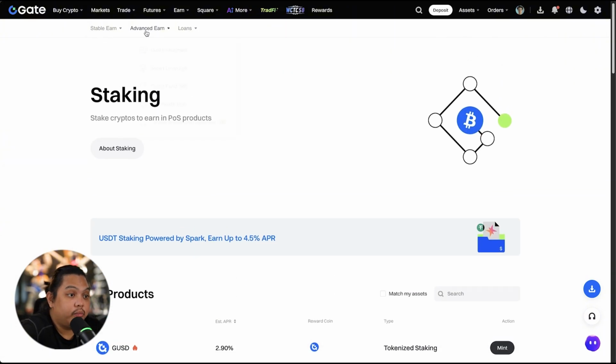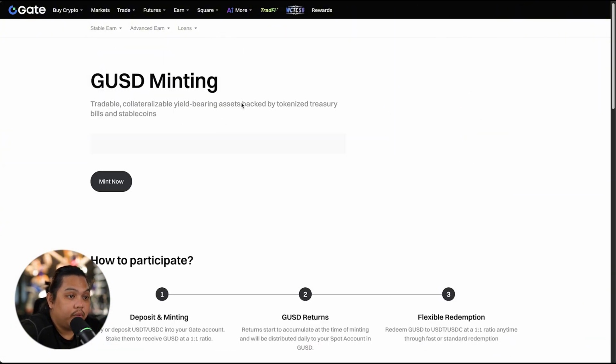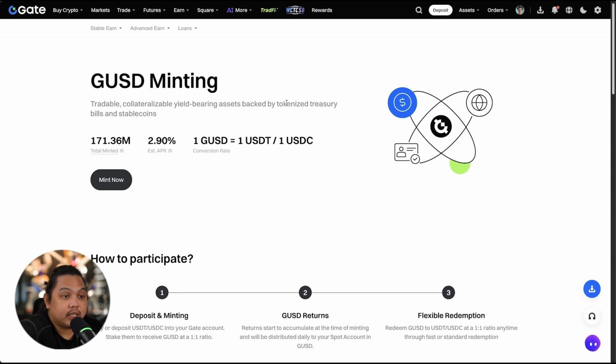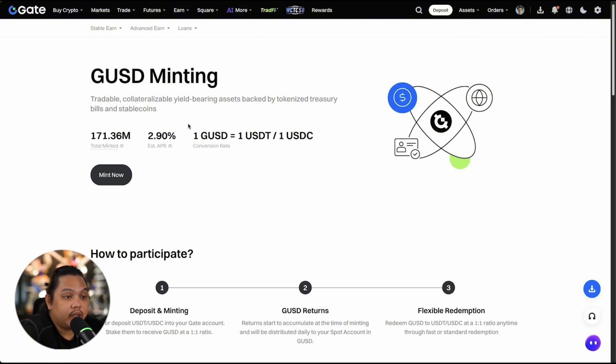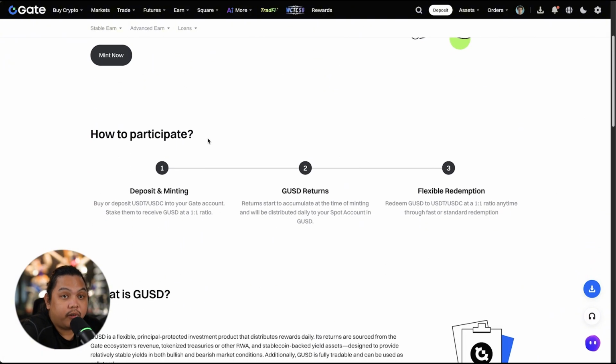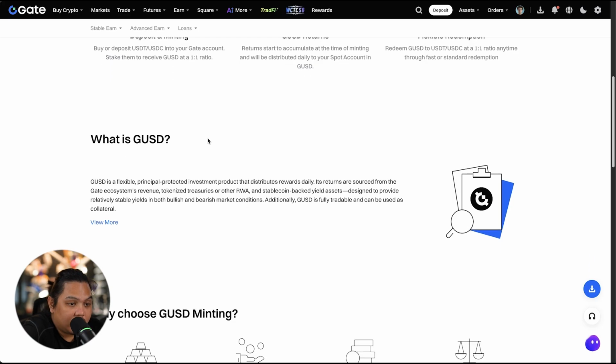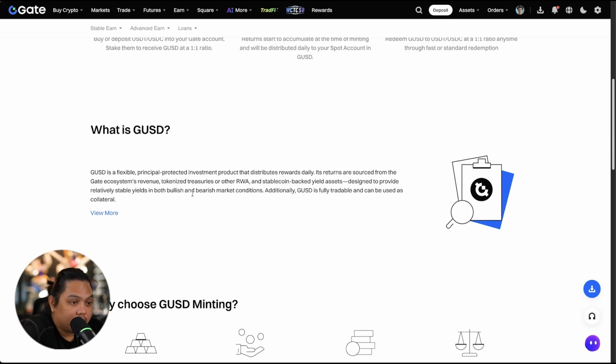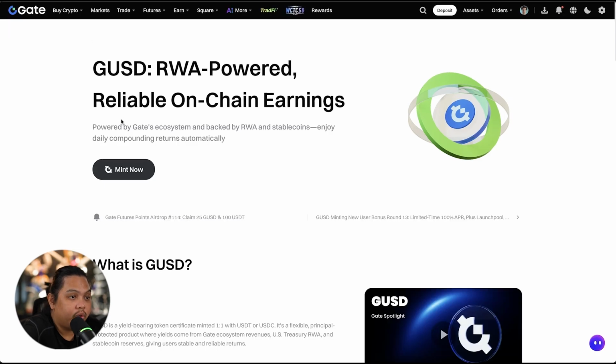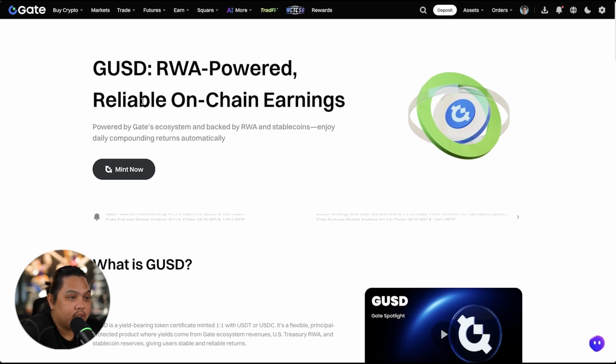You can also earn by minting GUSD, which is Gate's yield-bearing asset backed by tokenized treasury bills and stable coins. So the yield that they earn comes from different strategies like, let's see here, tokenized treasuries, Gate ecosystem revenue, other RWA, and stablecoin-backed yield assets. So if you want to know more, you can click on the link GUSD here.